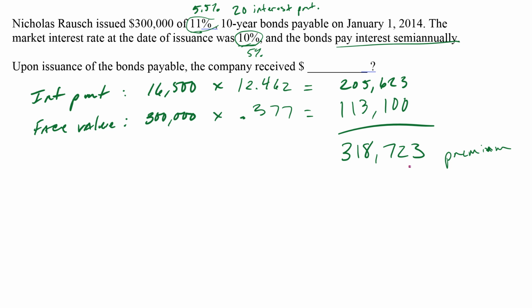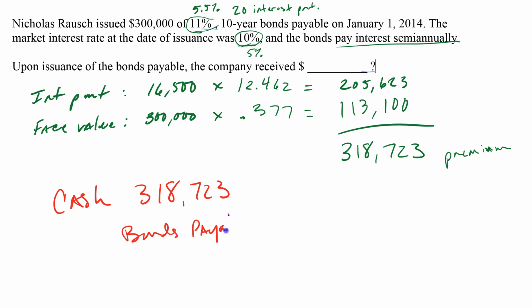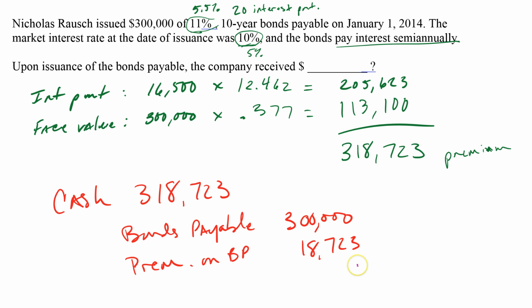Yes. Then, of course, the journal entry we would make to record this is we would debit cash for the 318,723. We would credit bonds payable for the face value, because that's the amount we're going to have to pay back, 300,000, and we would credit, in this case, premium on bonds payable for the difference, which is 18,723, and then we would amortize that premium over the life of the bond.